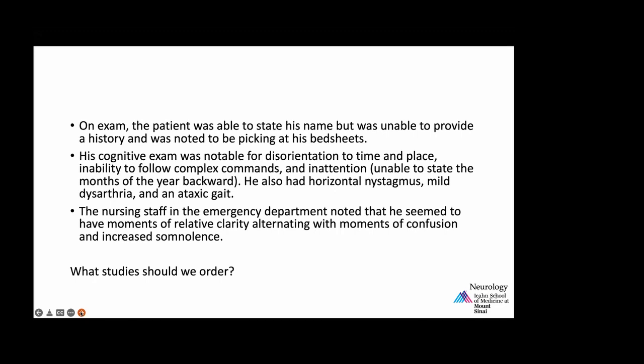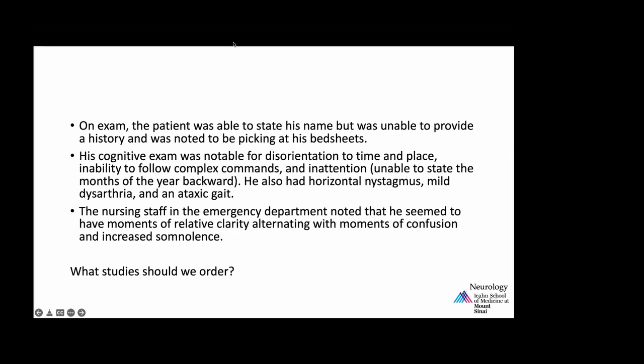So on exam, he was able to state his name, but he was unable to provide any history. He was sort of picking at his bed sheets. His cognitive exam was notable for disorientation to time and place, inability to follow complex commands, which might be, for example, can you point to the ceiling after you point to the floor? Couldn't do that. He was inattentive. He couldn't state the months of the year backwards. And he also had horizontal nystagmus, mild dysarthria, and he was ataxic.